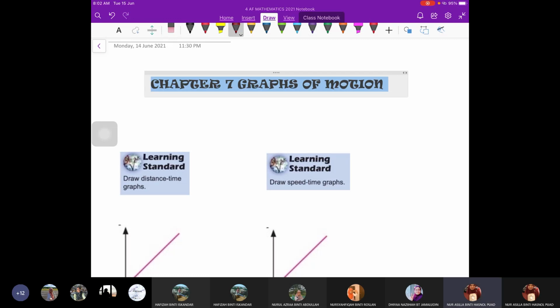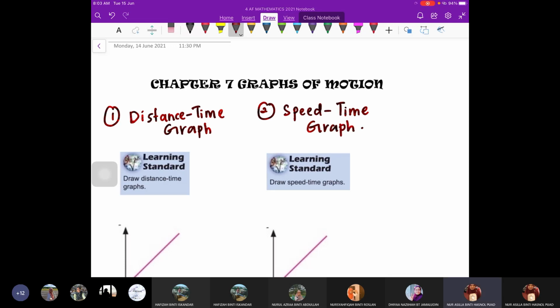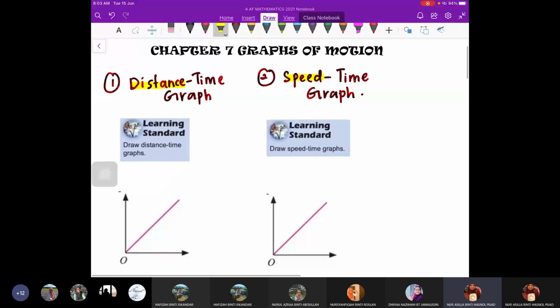we call as a distance time graph. Okay, that's the first one. And the second one, speed time graph. Alright, so only two. So throughout this topic, we akan focus on these two type of graphs only. Okay, so the difference adalah distance and speed. Itu sahaja. Okay, so if you see here, I put our learning standard side by side.